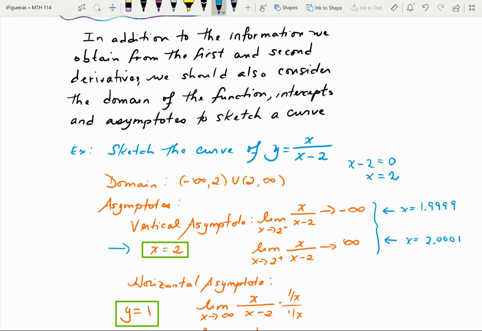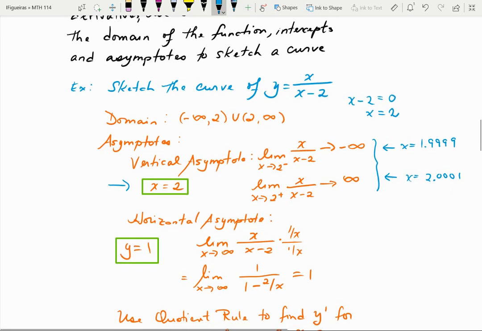We indicate that with a dotted line on the graph. So for the purposes of just keeping ourselves organized, anything that I put in a green box will be something that I want to keep track of so that when I graph my function, I actually show that information on the graph. All right, so horizontal asymptotes.